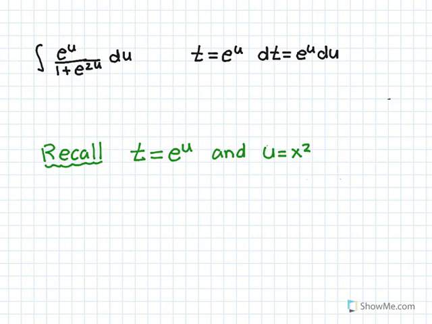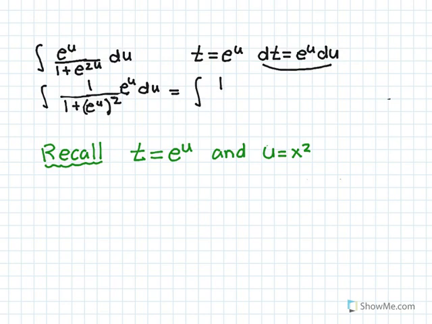We're going to let t be equal to e to the u, and dt is going to be e to the u du. So we get 1 plus, let's rewrite this as e to the u all squared, times e to the u du. And that's going to be equal to 1 over 1 plus t squared, where t is our substitution, and e to the u du is going to be dt.